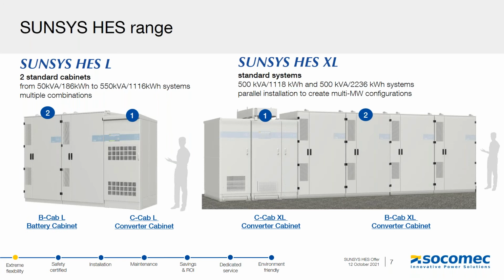Here's the hardware set. So two pictures and one slide. Let's focus on the left side. SunSys Hybrid Energy Storage Large. There's two cabinets here. There's a converter cabinet on the right where all the power conversion happens, and battery cabinets on the left. So this would deliver to the site in three big cabinets. This can be scaled from as small as 50 kilowatts up to 500 kilowatts.